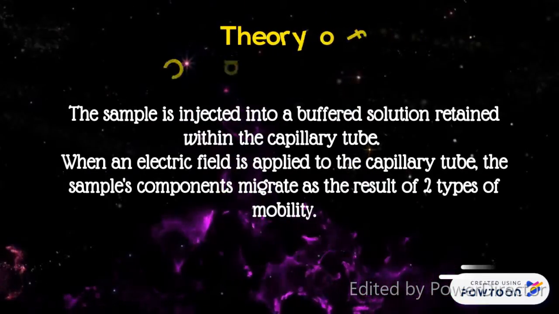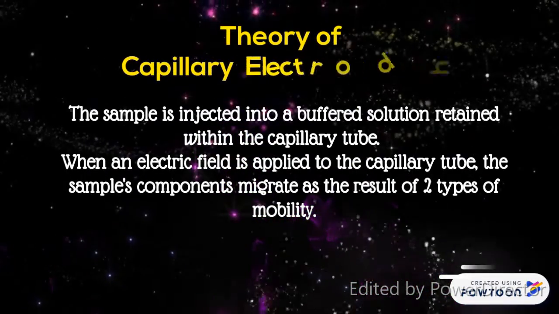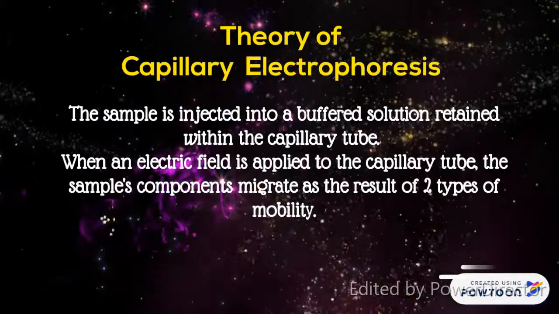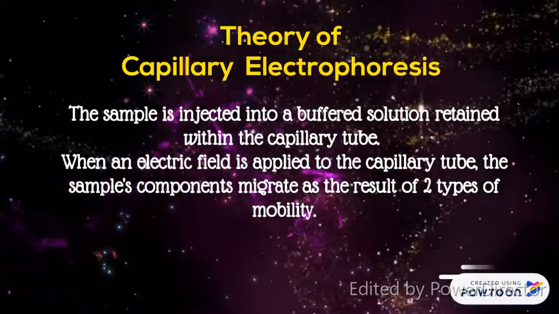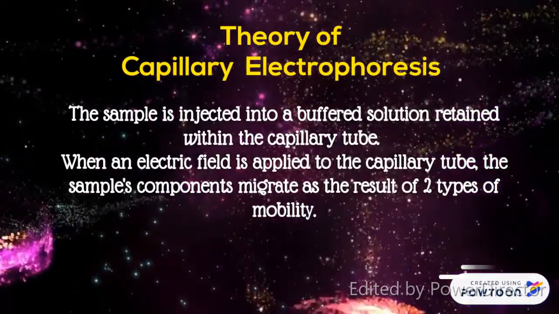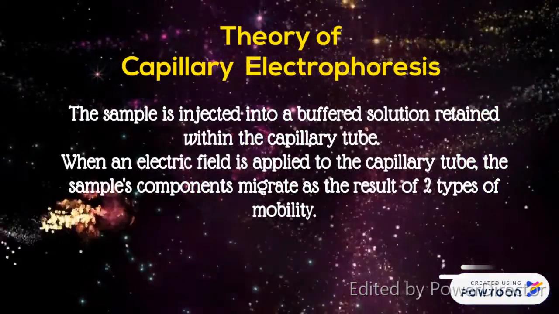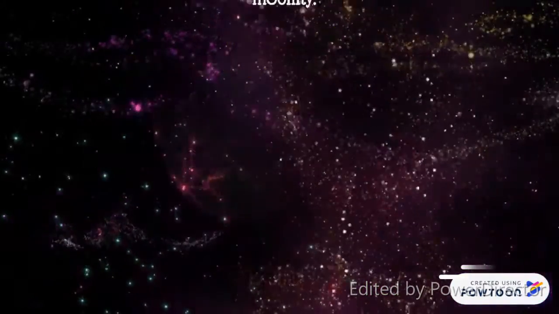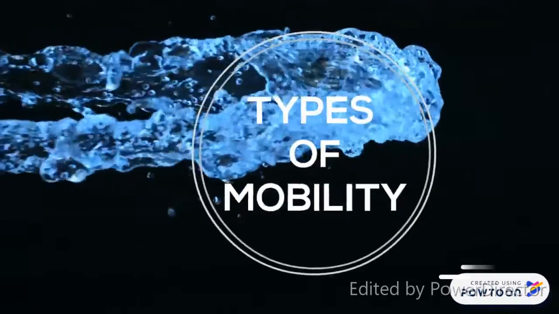Theory of capillary electrophoresis. The sample is injected into a buffered solution retained within the capillary tube. When an electric field is applied to the capillary tube, the sample's components migrate as a result of two types of mobility. Types of mobility.